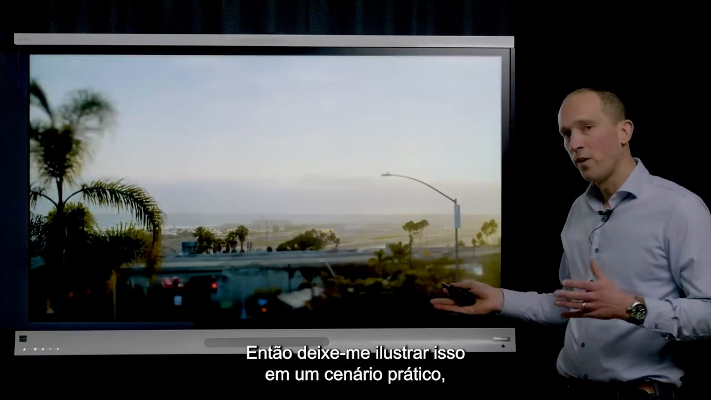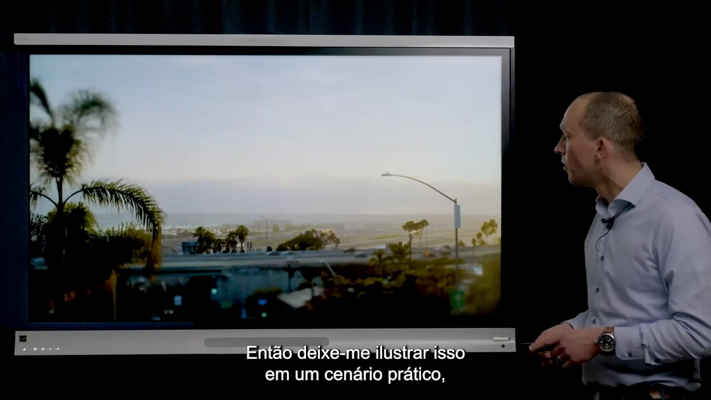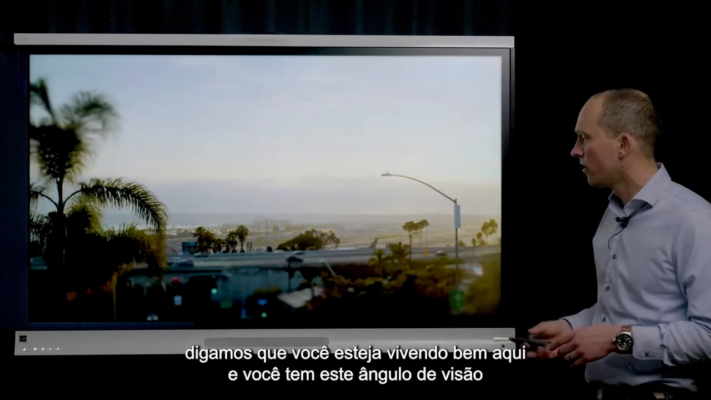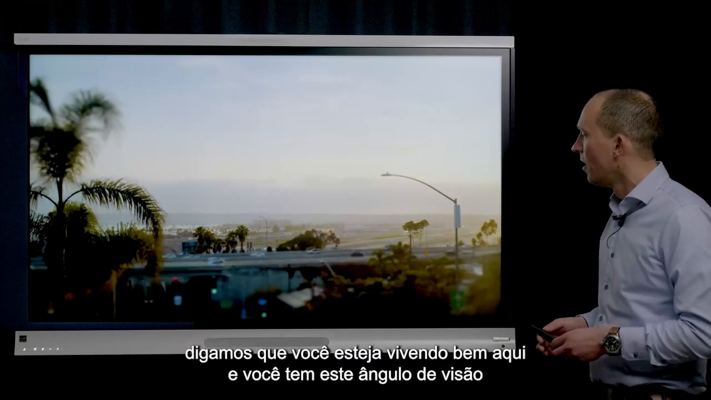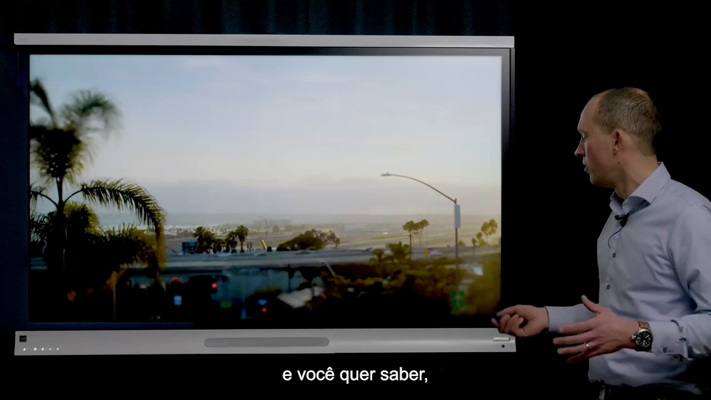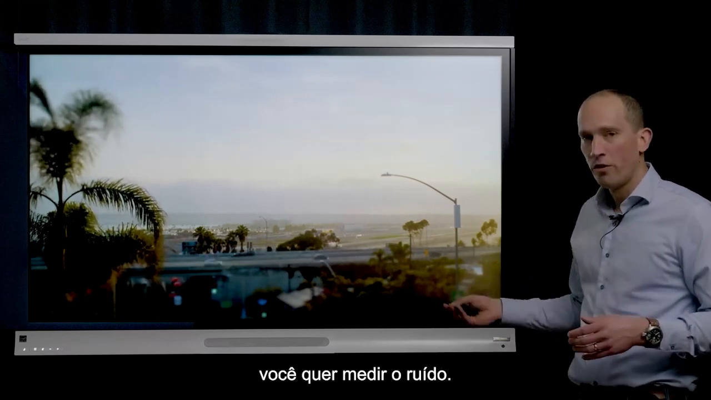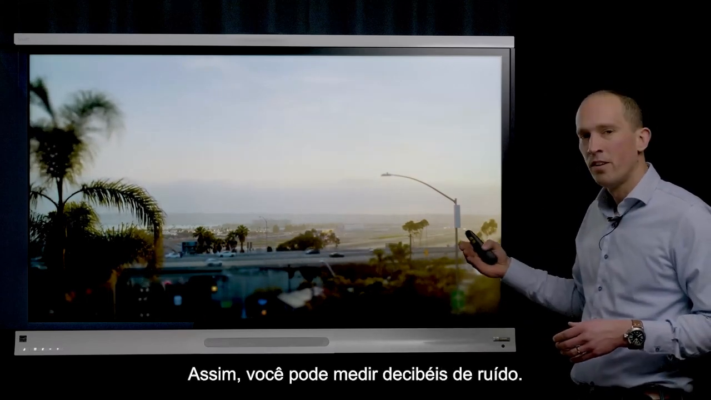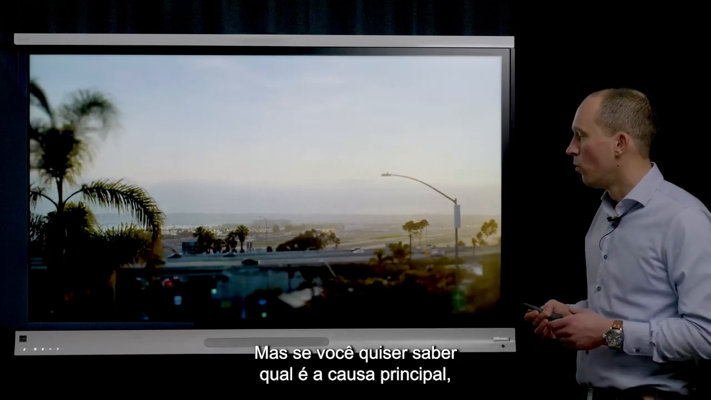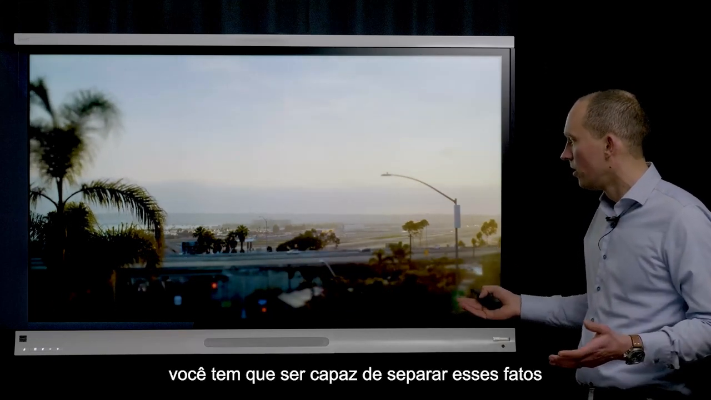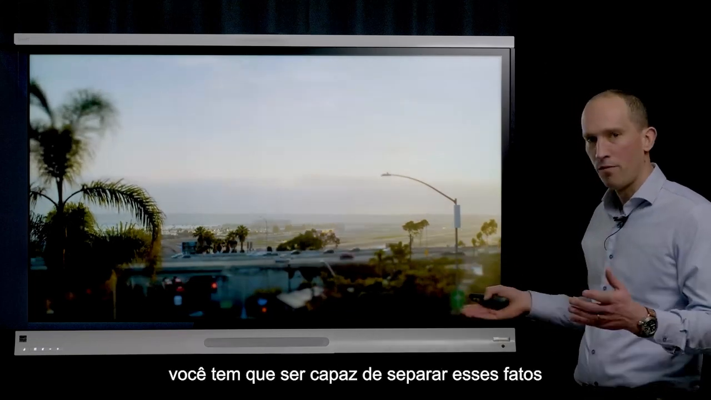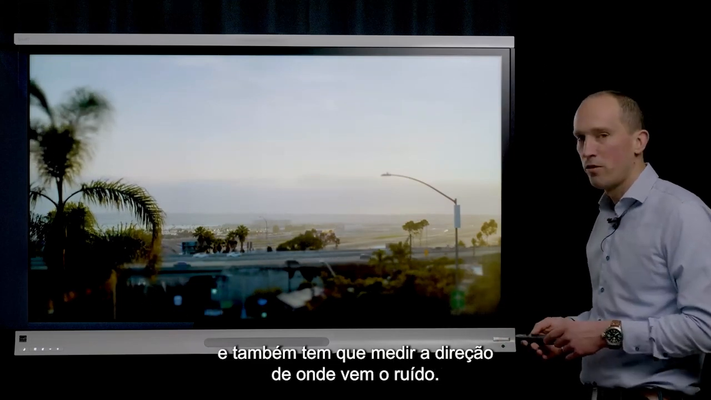So let me illustrate that in this sort of real-world scenario. Let's say you're standing at this viewpoint, and you want to measure the noise, so you can measure decibels of noise. But if you want to know what is the main cause, you have to be able to separate these effects. You have to also measure the direction from which the noise is coming.